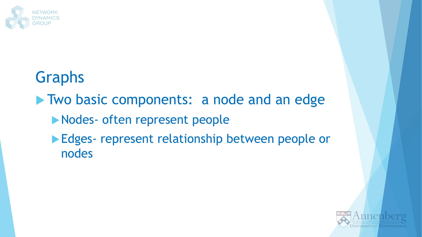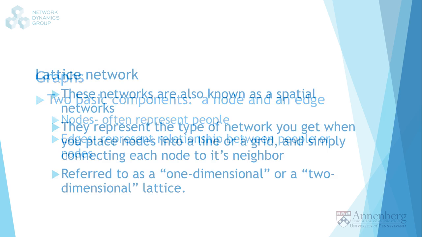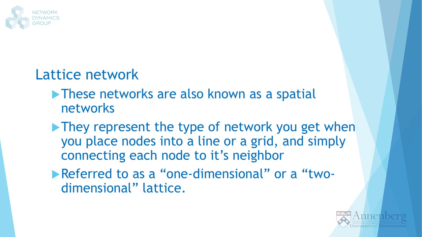In this video, we're going to talk about a very simple and special type of network known as a lattice network or a spatial network. These networks are known as spatial networks because they represent the type of network you get when you place nodes into a line or grid and simply connect each node to the one next to it in that line or grid. Lattice networks are often referred to as a one-dimensional or a two-dimensional lattice, which refers to the type of space that the nodes are placed into.